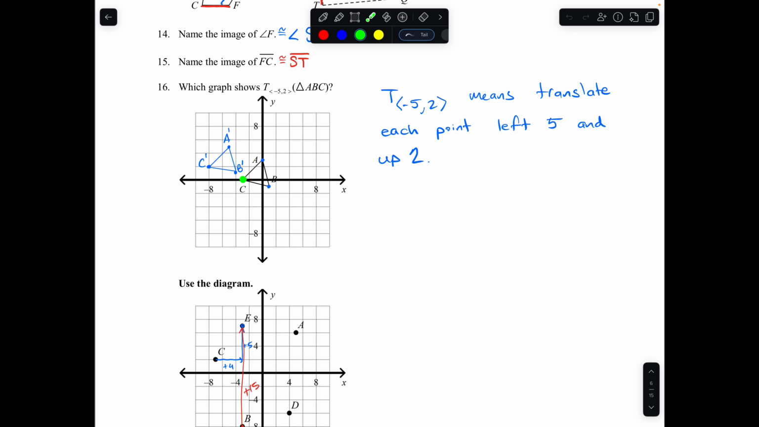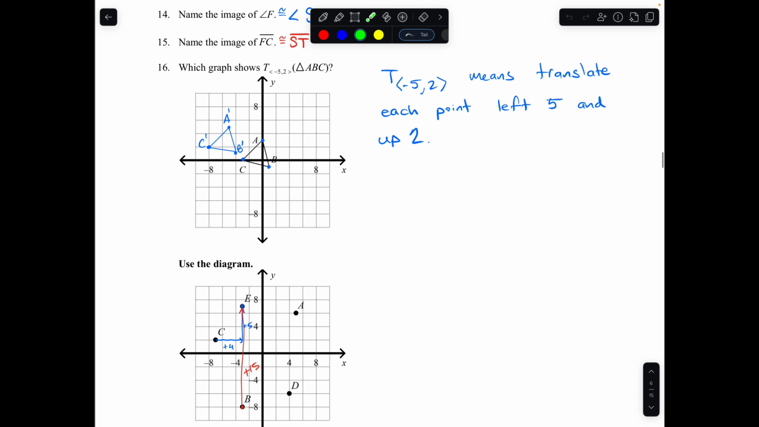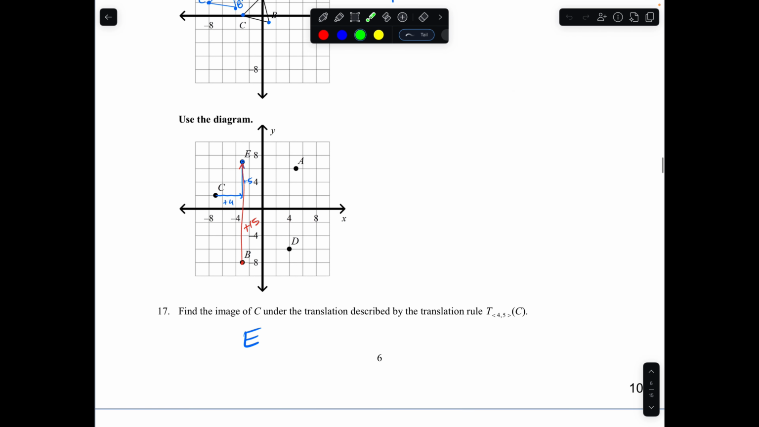If I take B, oh, sorry, this is C. If I take C and move it left 5 and up 2, that would put me here. If I take B, move it left 5 and up 2, that would put me right there. And there's my image, A prime, B prime, C prime. I know it says which graph on the test. It might be multiple choice, but I just gave you a blank graph here. I want you to translate it yourself.